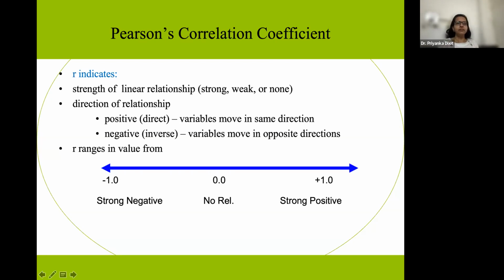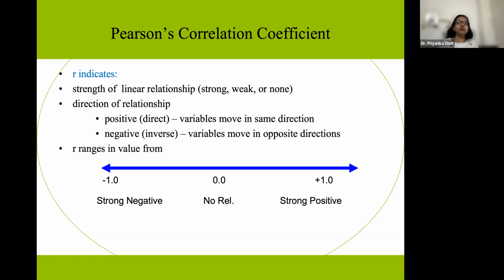If your values are coming towards -1, you can say x and y are negatively related and the relationship is strong. If your correlation value lies towards -1, it means x and y are inversely related. What does it mean? X is increasing, y is decreasing. Inverse. And if it is towards 1, it means strong.